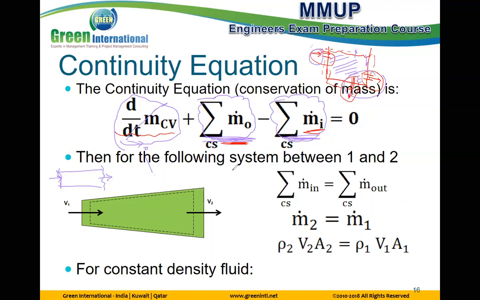So in this application, for a pipeline for example, the sum of m dot in equals the sum of m dot out. Here, m dot 1 equals m dot 2, applied for this example: this one position, this second position, m dot in equals m dot out. It means one of the important equations is the sum of m dot in equals the sum of m dot out.